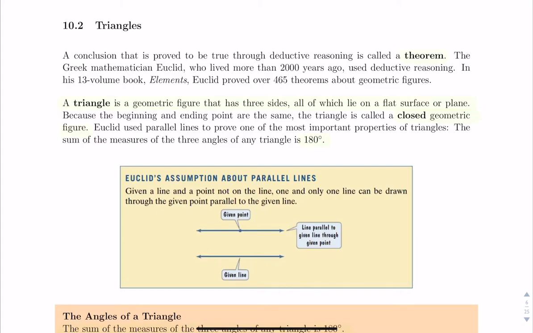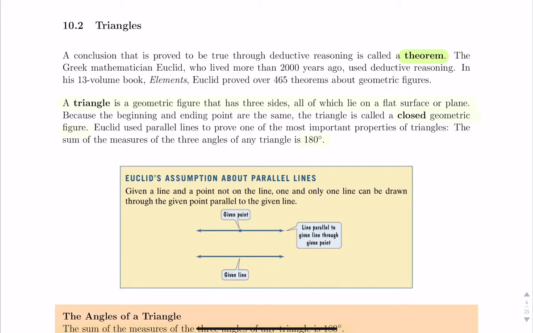In 10.2, we talk about triangles. A conclusion that is proved to be true through deductive reasoning is called a theorem. The Greek mathematician Euclid, who lived more than 2,000 years ago, used deductive reasoning. In his 13-volume book, Elements, Euclid proved over 465 theorems about geometric figures.